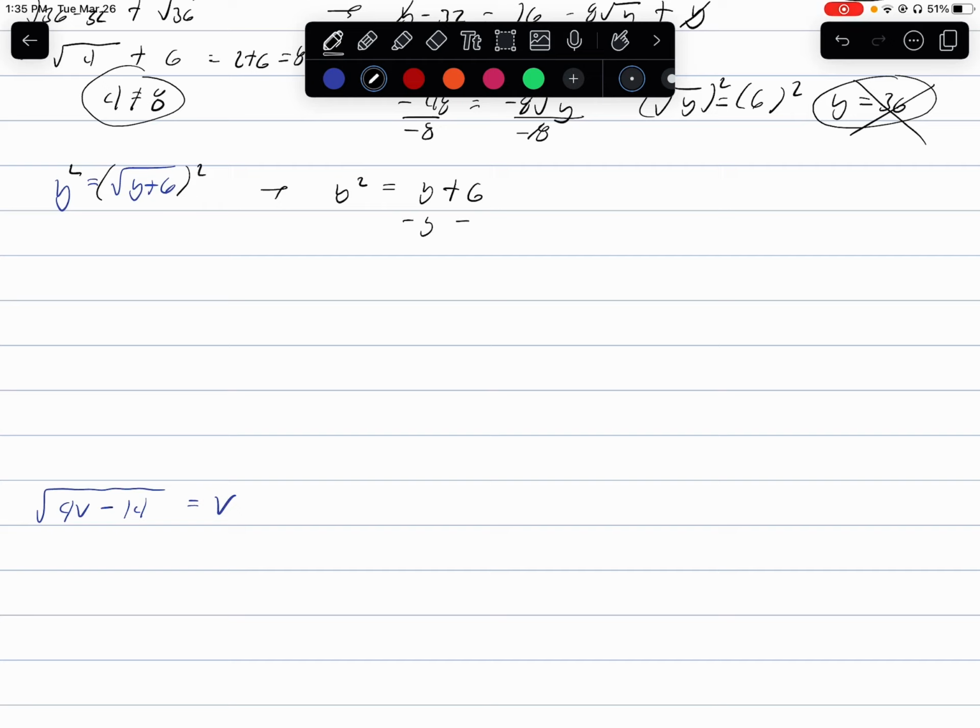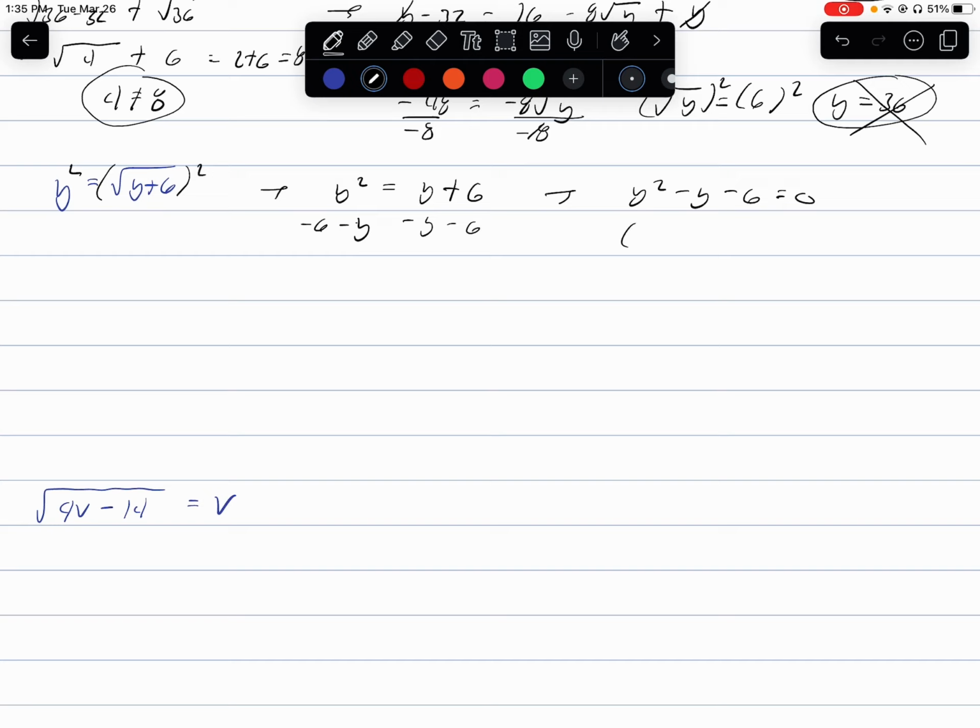And now we can take y away from both sides, and we can take 6 away from both sides. We're going to get that y squared minus y minus 6 is equal to 0. And so the idea here now is we want to see if we can solve this like a quadratic equation, which we should be able to. We want to find two numbers that multiply together to give us negative 6 and add together to give us negative 1. So I'm thinking negative 3 and 2.